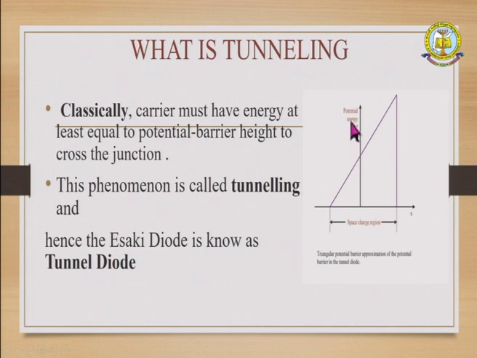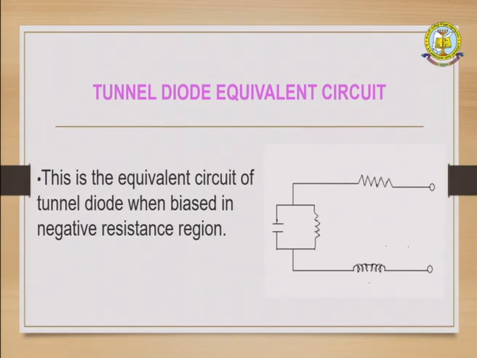Draw the graph: take potential energy on the y-axis and the space across the device on the x-axis. Draw a triangular wave, which shows the barrier height the carrier must overcome to cross the junction. This phenomenon is called tunneling, and the diode is called the tunneling diode. A tunneling diode also has an equivalent circuit, depending on resistance, capacitors and inductors.